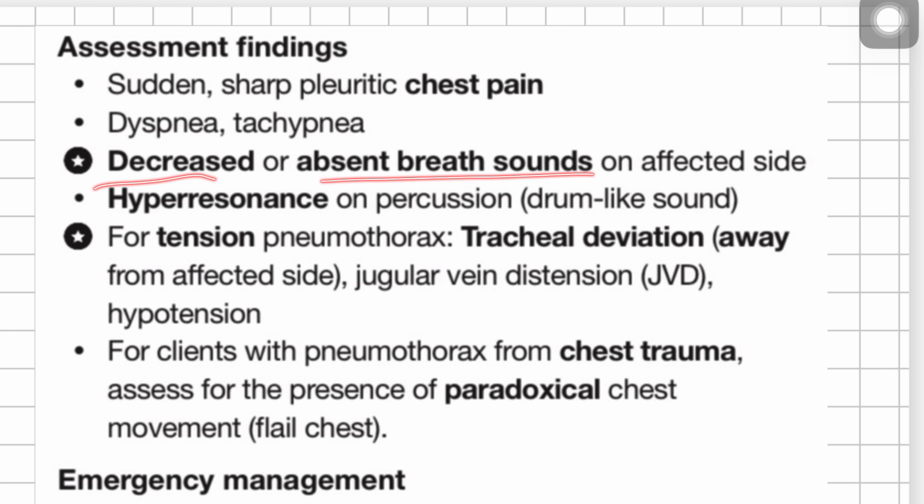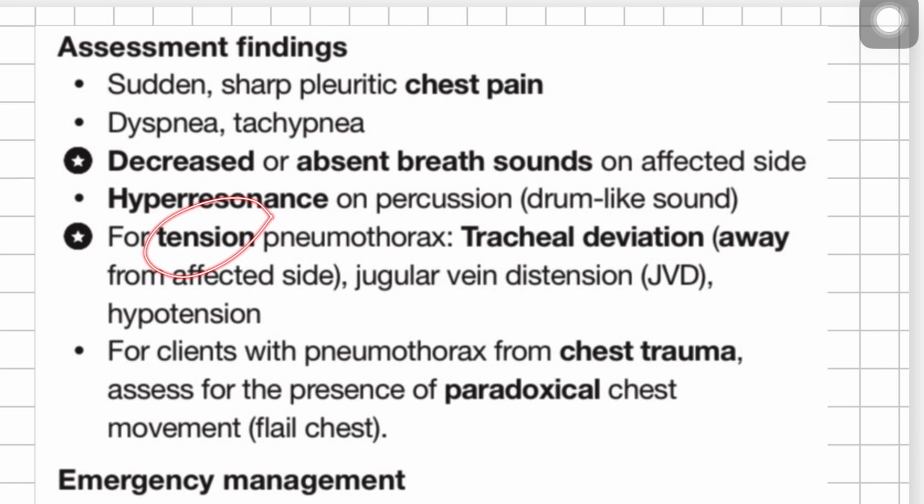Decrease or absent breath sound on the affected side, gaya ng sabi ko kanina, kasi nag-collapse na yung lungs doon, okay? Then, hyperresonance when percussion. Kasi nga, madaming nag-accumulate na air. Diba? The normal is resonance. Dahil madaming nag-accumulate na air, it can lead to hyperresonance. Okay, yung hyperresonance is a drum-like sound. Diba? Yung drum puno ng air. Kaya when you percuss, okay, hyperresonance ang maririnig.